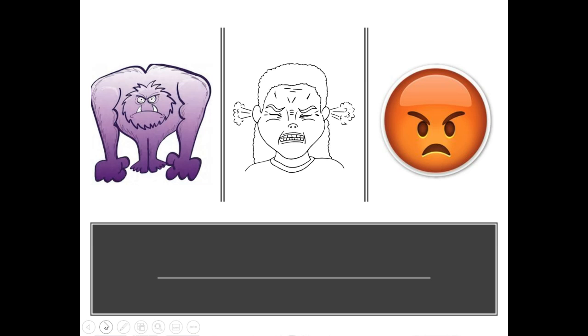Well, in the first picture, I notice a very scary looking monster. In the second picture, I notice someone who looks so angry that there is literally smoke coming out of her ears. And in the third picture, I notice a very angry or furious emoji face. So, how are these pictures the same or similar?